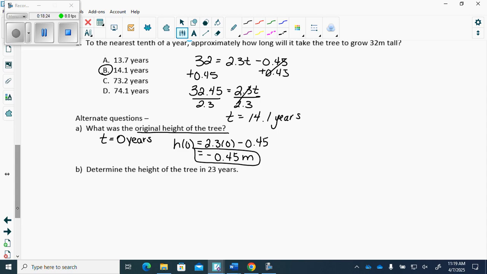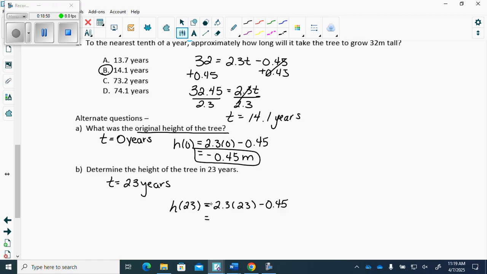Okay, determine the height of the tree in 23 years. So t equals 23, which is just our x, correct? Now remember, if your x max is not bigger than 23, can it find this? No. Second trace 1, 23. Could we have just typed it in for the t? Yeah, we could have just done h of 23 equals 2.3 times 23 minus 0.45. You could have just done it algebraically.